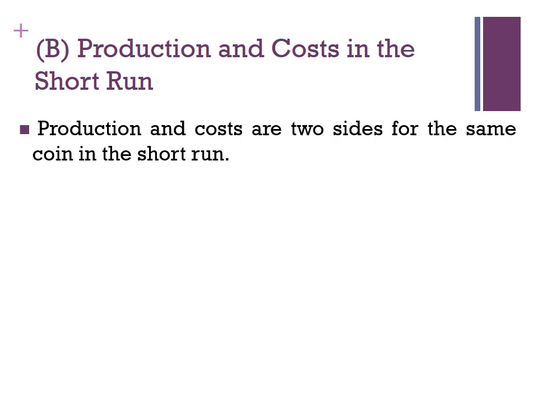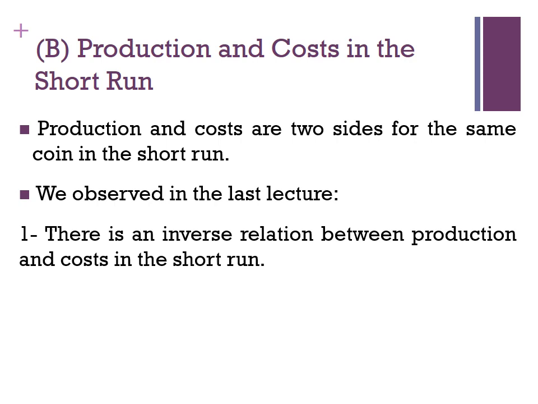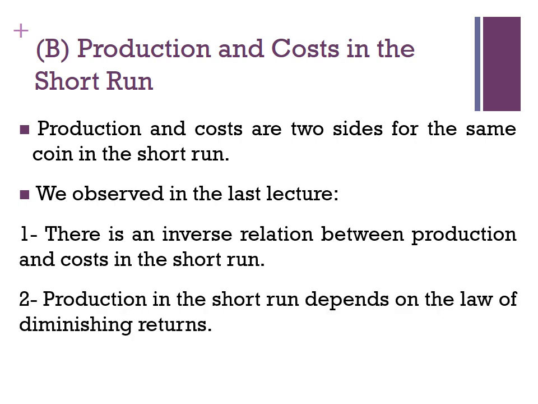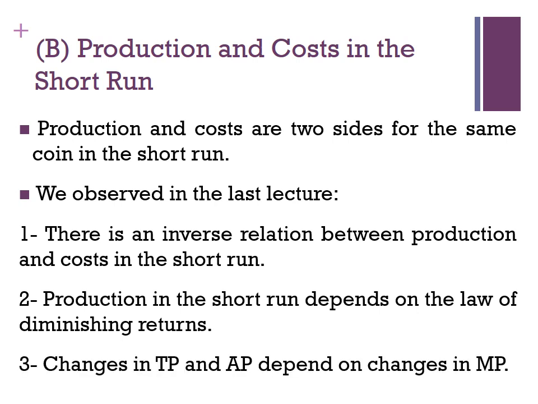In the last lecture, we observed that production and costs are two sides of the same coin in the short run. Number one, there is an inverse relation between production and costs in the short run. When production and productivity increase in the short run, the costs will fall. Number two, production in the short run depends on the law of diminishing returns. Number three, changes in total product and average product depend on changes in marginal product.